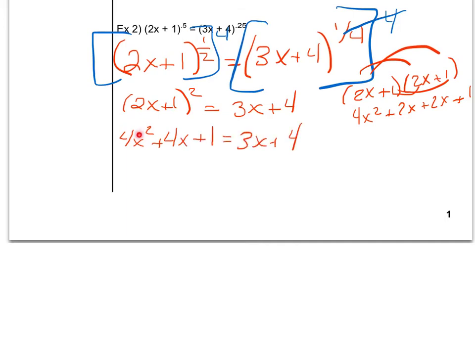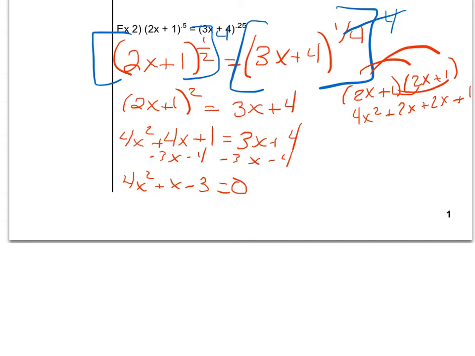Well, notice that this is a quadratic equation. In order to solve a quadratic, I have to get it equal to 0. Once it's equal to 0, then I can either factor it or I can use my quadratic formula. So I'm going to go ahead and subtract 3x and subtract 4 from both sides. And my new equation is 4x squared plus x minus 3 equals 0.